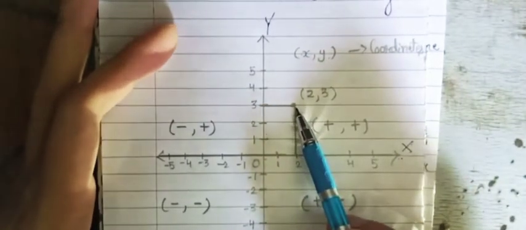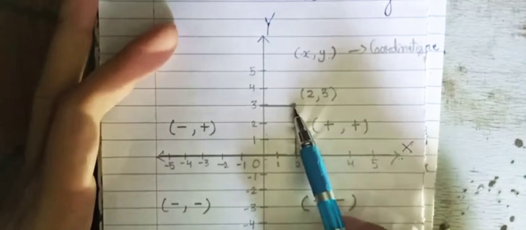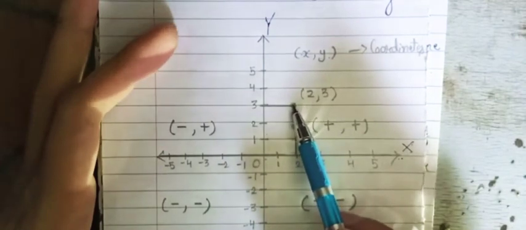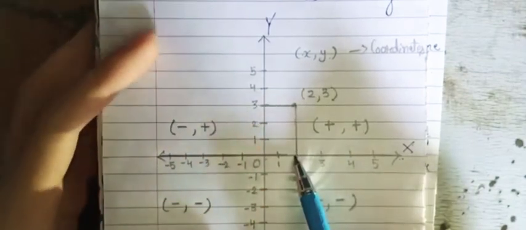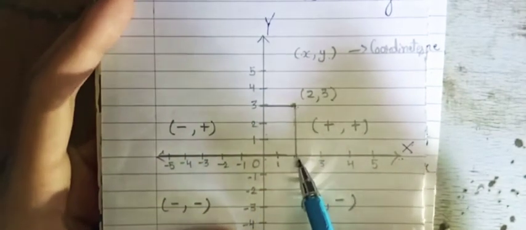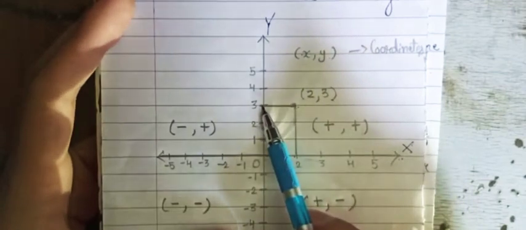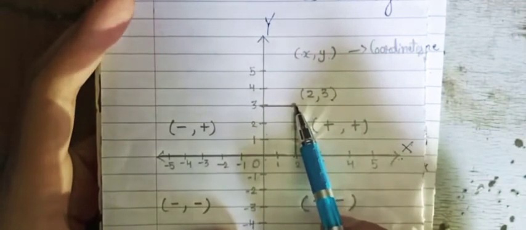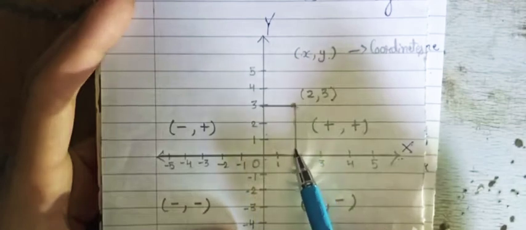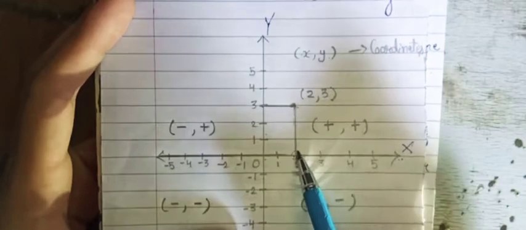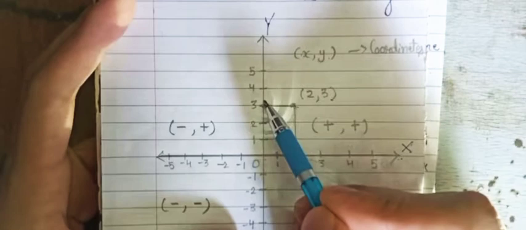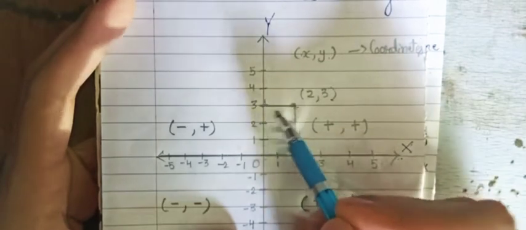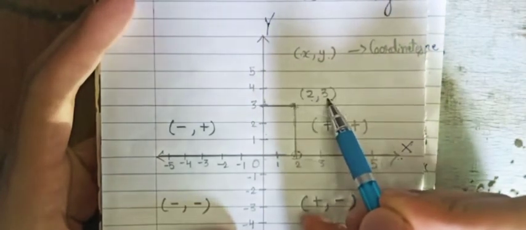Suppose I have plotted one point, (2, 3). How do I find out that its coordinates are (2, 3)? Wherever the point is, you must draw perpendiculars on the x-axis and y-axis respectively from that point. Then you will find out where the perpendiculars meet. Here the perpendicular on the x-axis is at 2, and on the y-axis the perpendicular is at 3. So the coordinates are (2, 3).